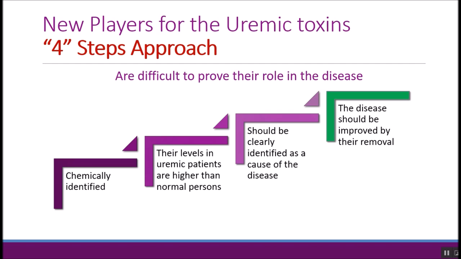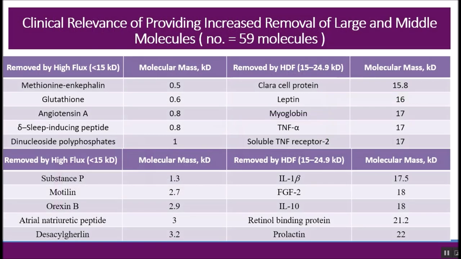So, among the many hundreds of uremic solutes retained in the blood, you cannot prove that each can cause the disease, because you need the four-step approach to define a uremic toxin. In recent publications, a lot of uremic toxin solutes have been identified, and all are in the range above 10,000 Dalton.